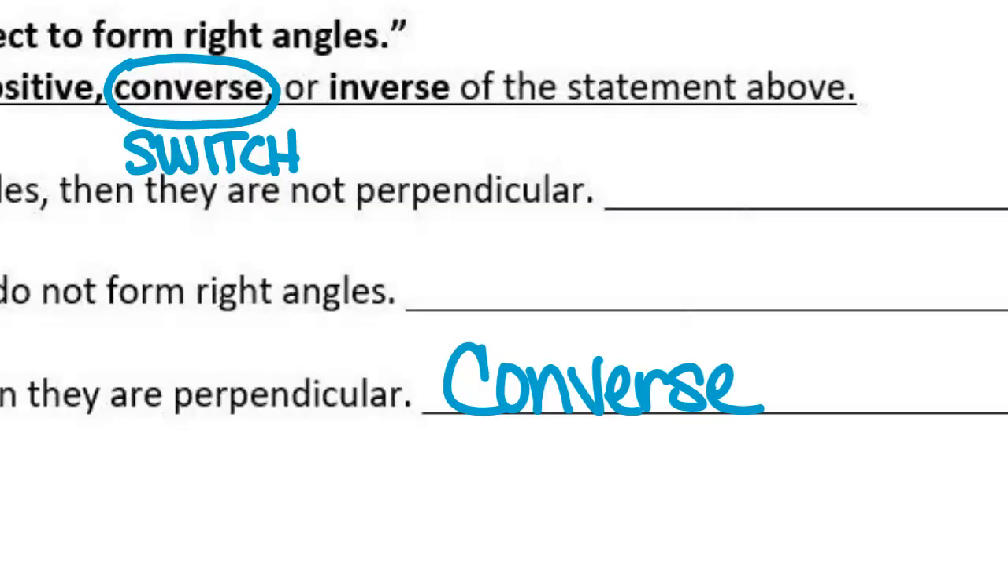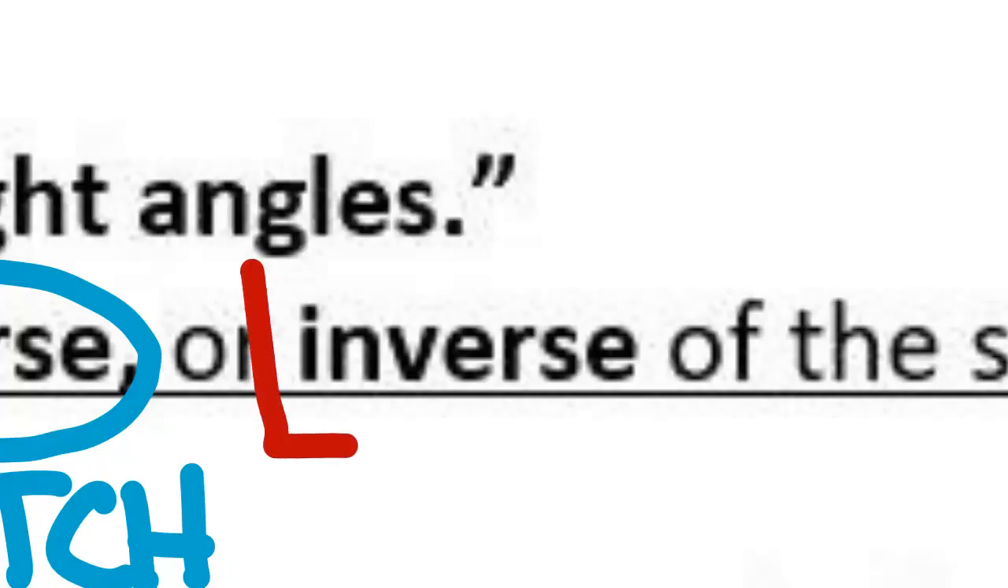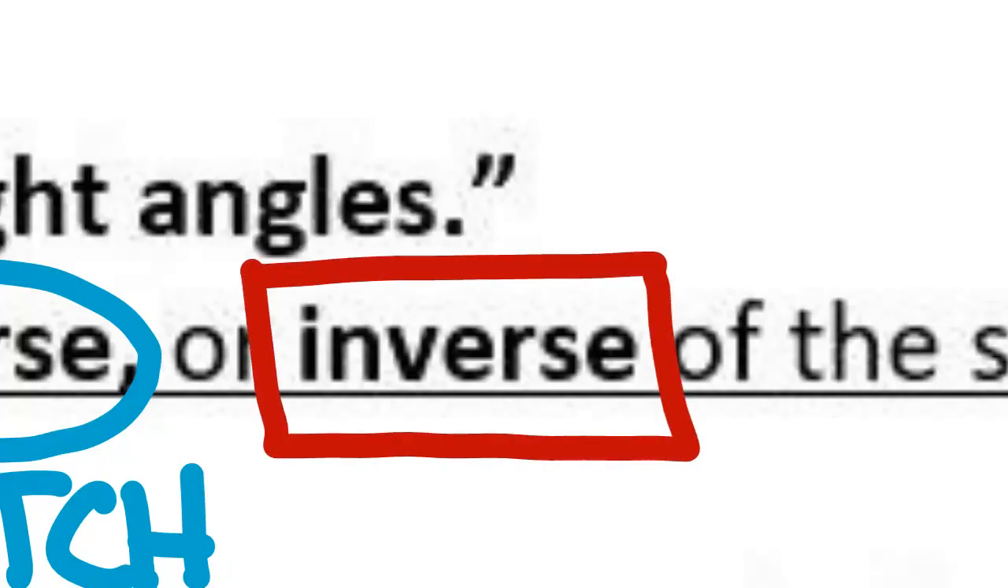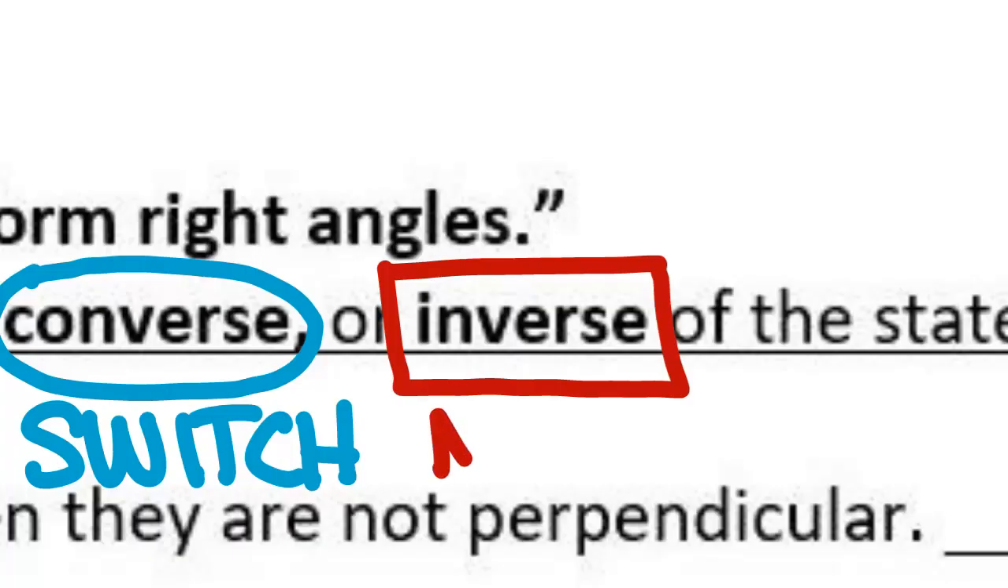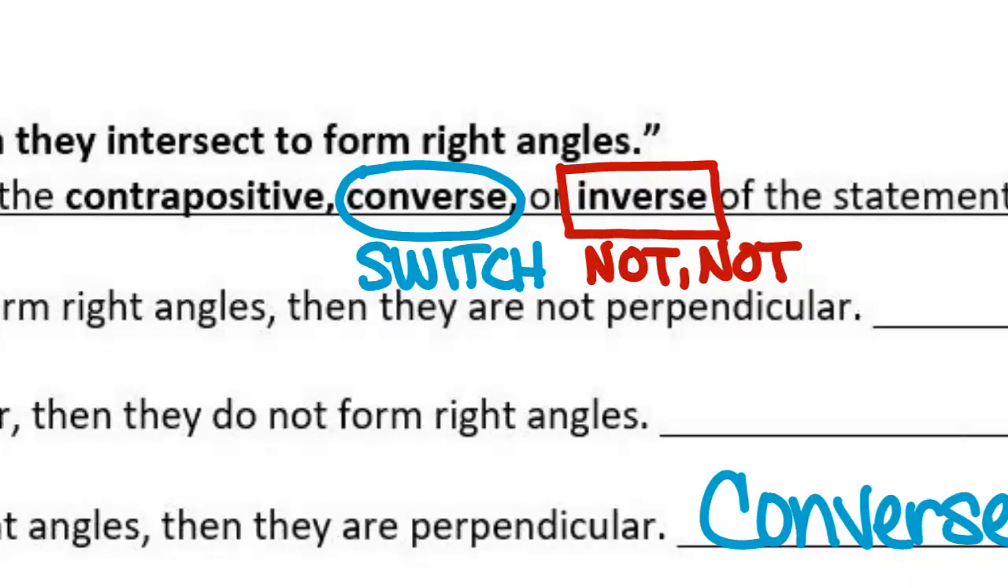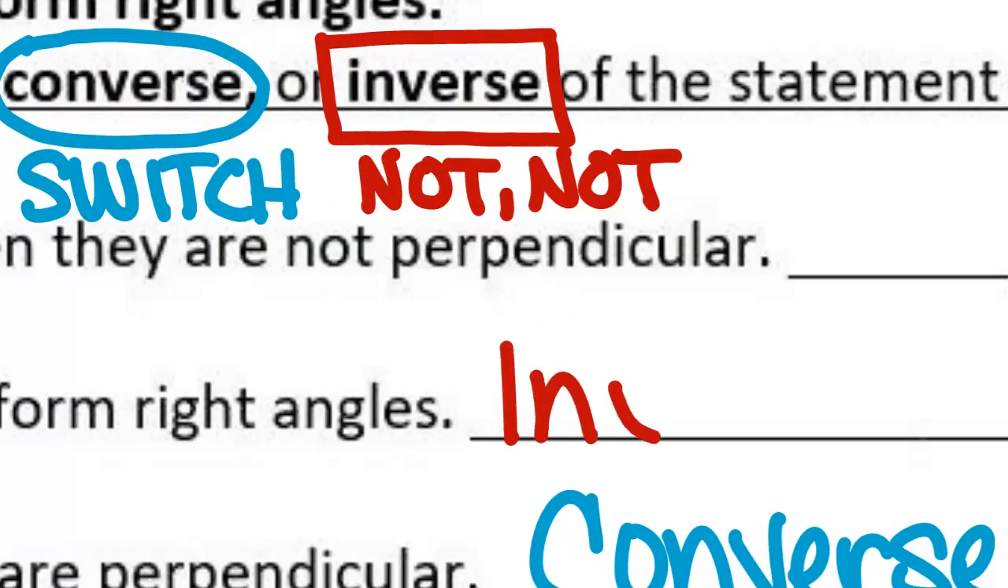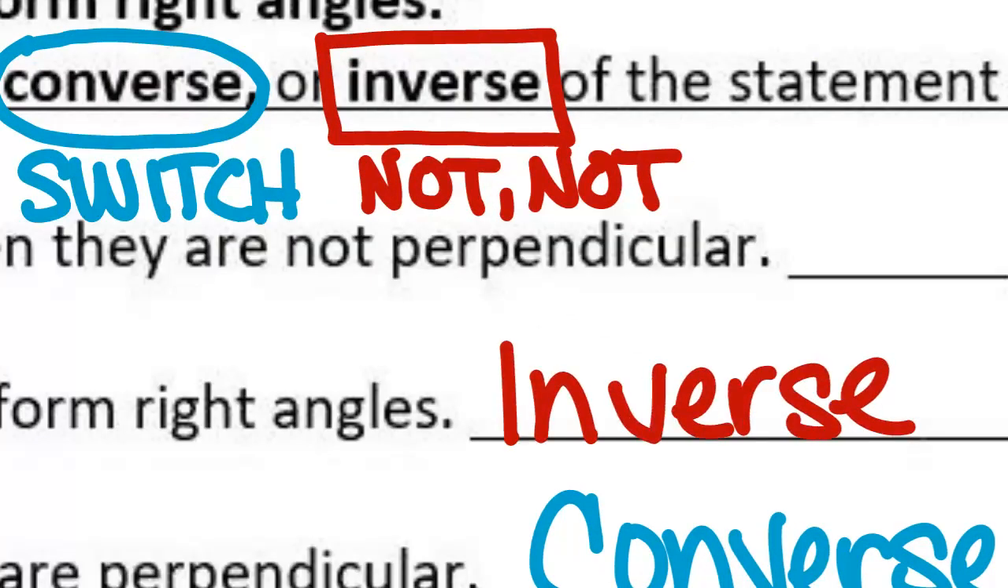The second one that we learned about was the inverse. How do we make the inverse? Yep, not. Remember, for this one, the order doesn't change. I leave if two lines are perpendicular at the beginning, but I have to insert what word? Not. So if two lines are not perpendicular. Which one starts that way? B. So that's my inverse. And so process of elimination tells me that A is which one?